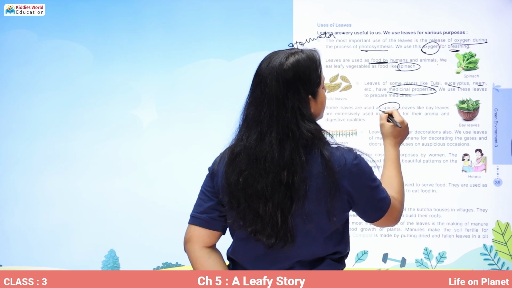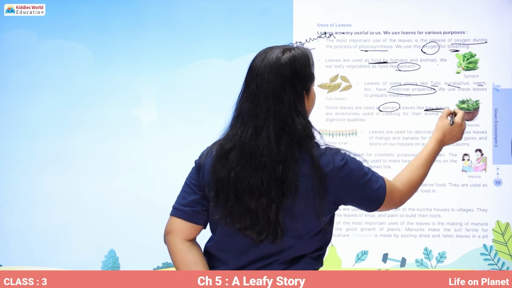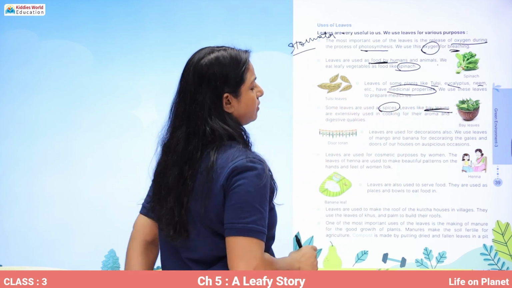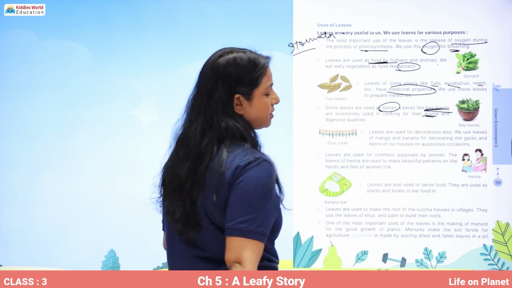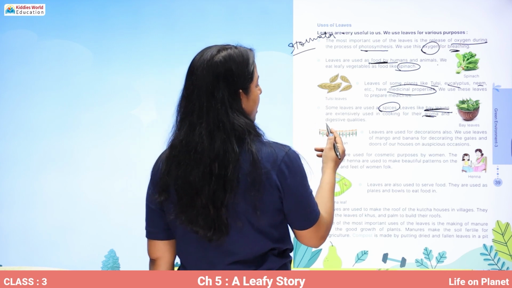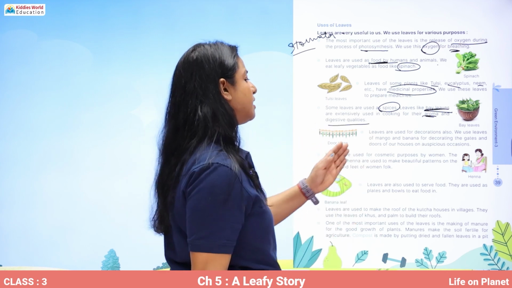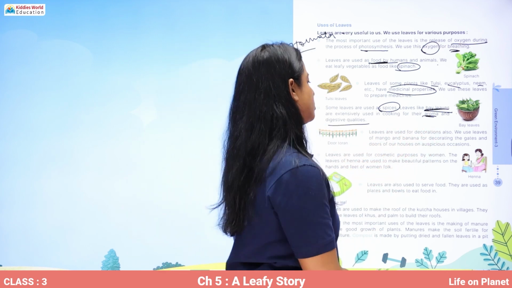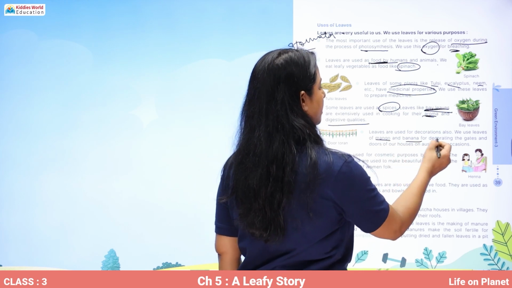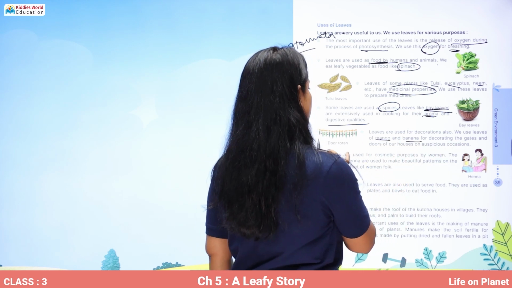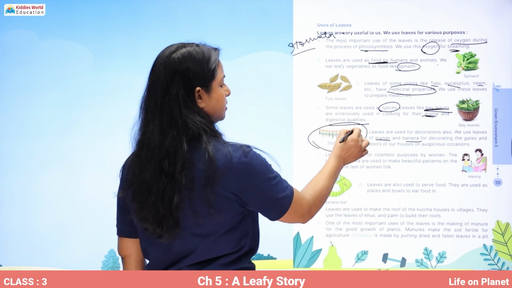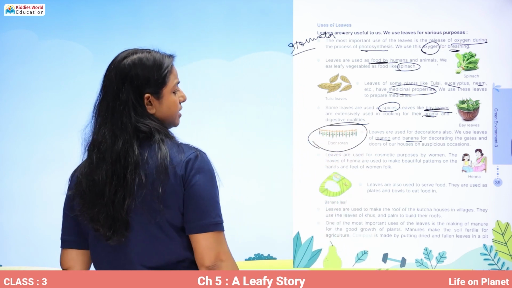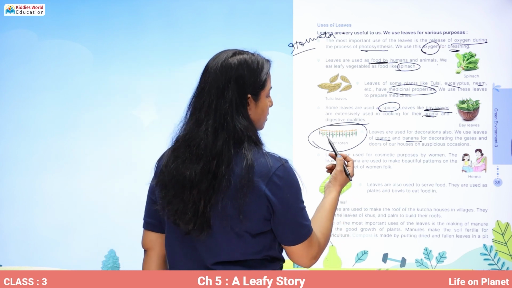Some leaves are used as spices, for example, bay leaves, and they are used in cooking for their aroma. Aroma means excellent fragrance, and their digestive qualities. Leaves are used for decoration also, like we use mango and banana leaves for decorating gates, doors or houses. See, this is a door toran and it is made using mango tree or Ashoka tree leaves.